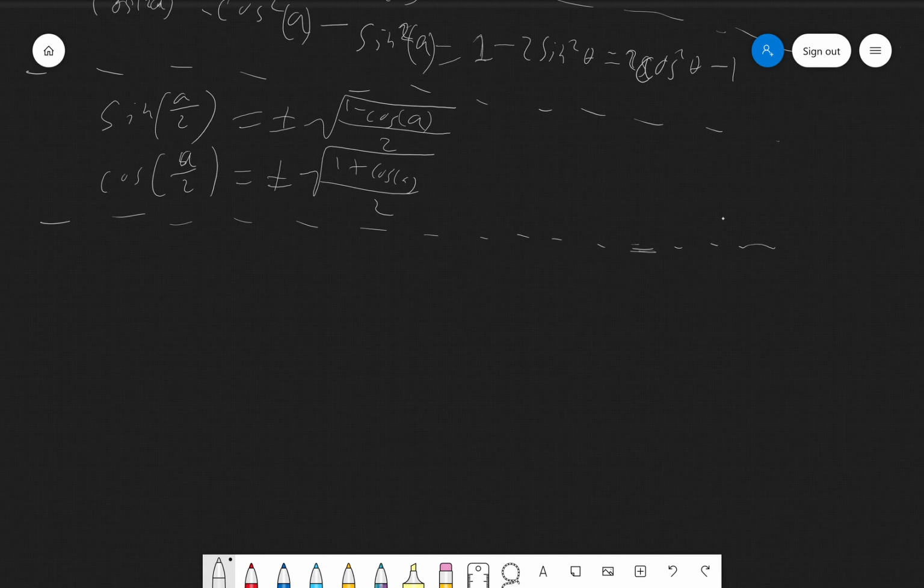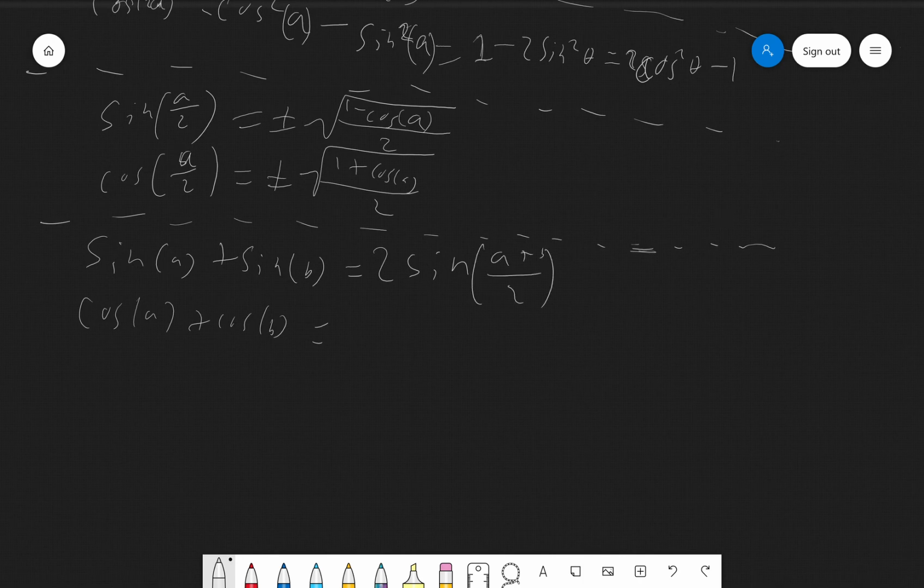Basically, what it says is: sine of a plus sine of b, and then we're going to do cosine of a plus cosine of b. What are they equal to? Sine of a plus sine of b equals 2 times the sine of (a plus b) over 2, the average, times the cosine.